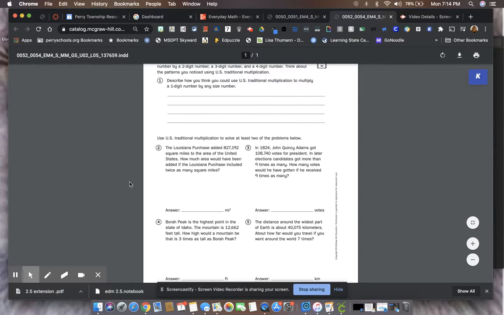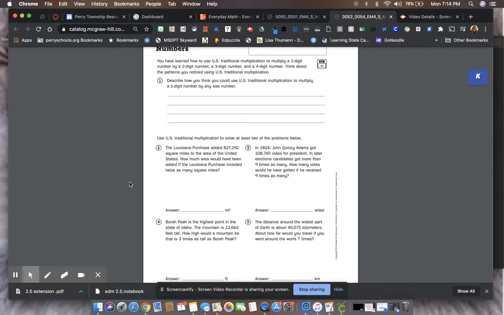And then for problems 2 through 5, you will have some word problems. And I want you to use US traditional multiplication on at least 2 of these problems below. And in the Google slide, you'll have a text box to put your answer, but you'll also have a text box to tell me what method did you use. And I'll want you to give a little bit of explanation. So what method did you use? Why did you use it? And what was your answer for 2, 3, 4, and 5?